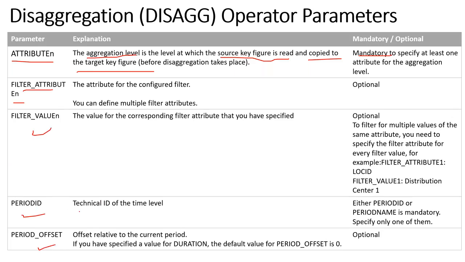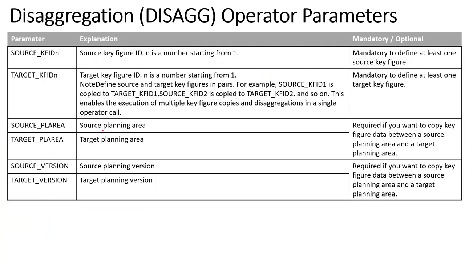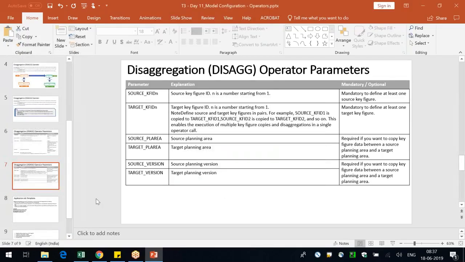Same period, and period ID is the technical ID of the time level. Here we're running it in weeks, so we also have to give a week for the disaggregation operator. Remember, for the copy operator, we are not using any of the time dimension. The system just does the copying, whereas with the disag, we have to give the time period. And there are offsets. Also we can use this disag operator to copy the data between planning areas. This is an extra thing that the disag operator will do. You can copy the data from one planning area to another planning area.